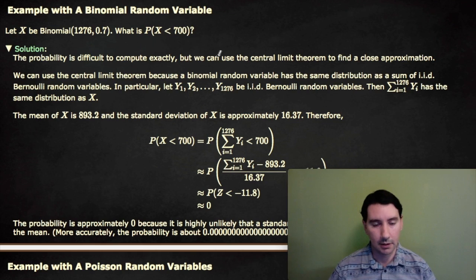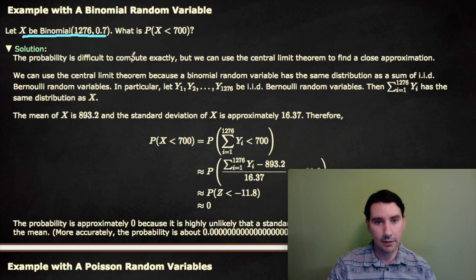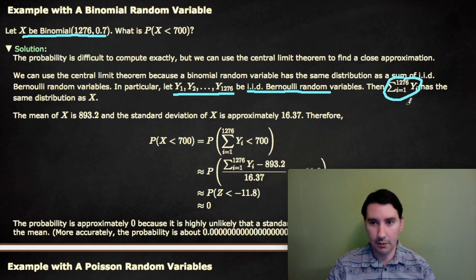A lot of people have this misconception that they have a good intuition about probabilities coming into probability, and then they realize that actually their intuition is pretty poor once they see some examples like this. So x is a binomial, 1,276, 0.7. And if you go to the lesson on the binomial random variables, you'll see that the binomial has the same distribution as the sum of Bernoullis. So this is the same distribution as the sum of 1,276 IID Bernoulli random variables. So we could rewrite this as the sum from i equals 1 to 1,276 of the Yi's.